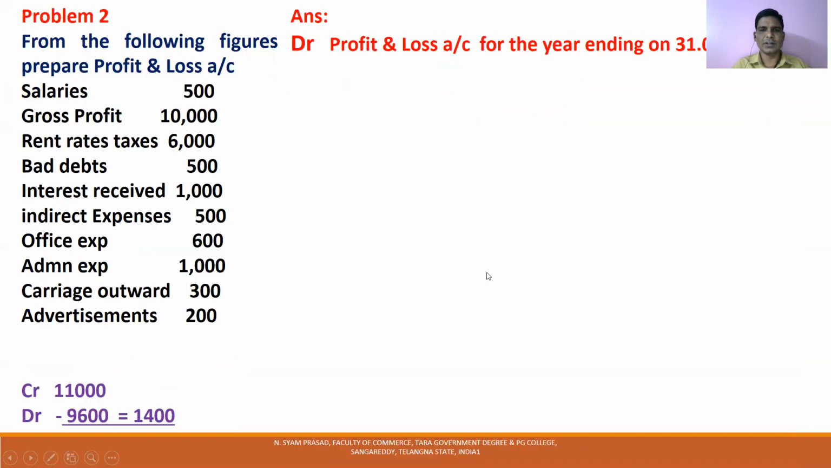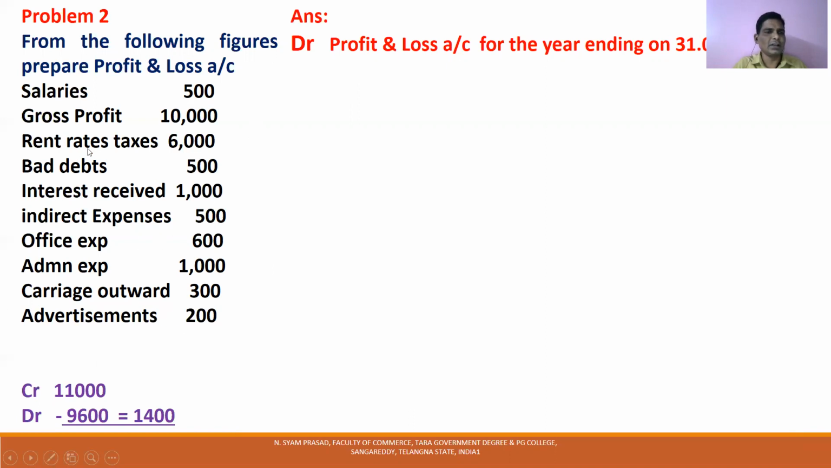So now let us start a small problem. Here is problem two: from the following figures, prepare the profit and loss account. Here salaries is given, and the gross profit is given. Rent, rates, and taxes are given. Bad debts are given. Interest received is given. Indirect expenses are given, office expenses, admin expenses, carriage outward, and advertisement are given.